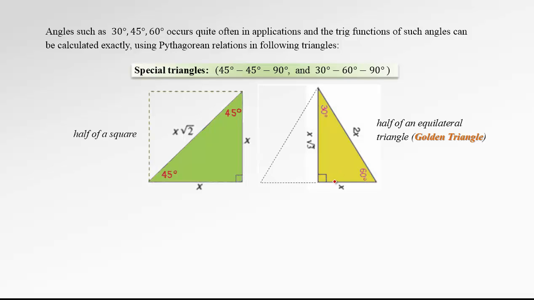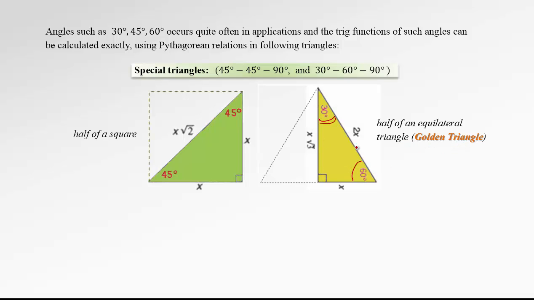The second triangle, quite often referred to as the golden triangle, comes from taking half of an equilateral triangle. Therefore, this is also a right-angle triangle, with one of the acute angles being 60 degrees, because it comes from an equilateral triangle, and the second angle is half of 60, so it's 30 degrees. This is the 30, 60, 90 degrees triangle. It's called a golden triangle.